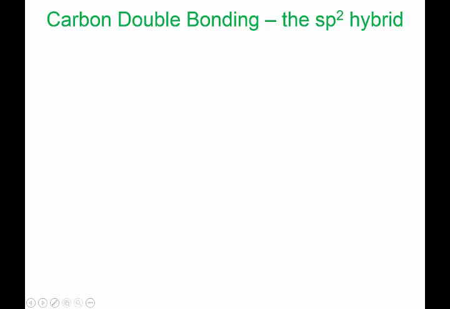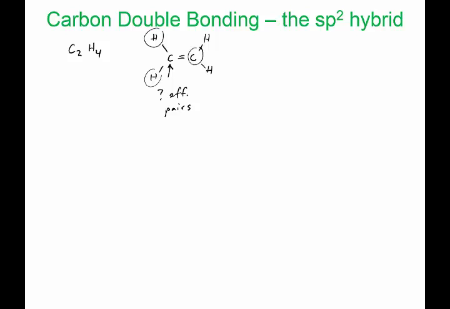Okay, so carbon and double bonding. Let's say you have this molecule, C2H4. It would look like this. The Lewis structure would be a double bond between the two carbons, and the hydrogens would be connected like this. If we ask how many effective pairs are on this carbon, it would be three. One, two, and then three. The double bond doesn't matter; it's just the number of atoms connected, whether single or double. So that's how many effective pairs there are.